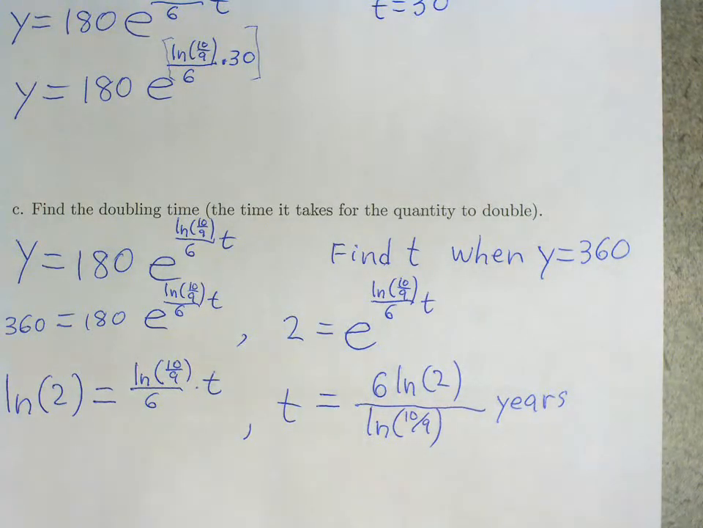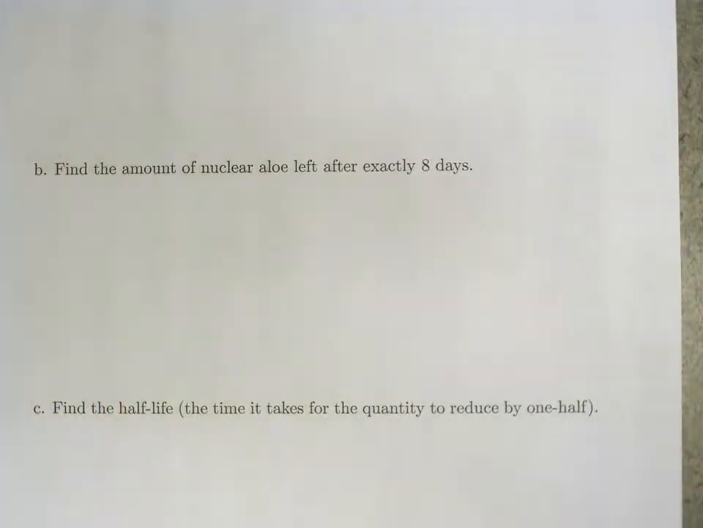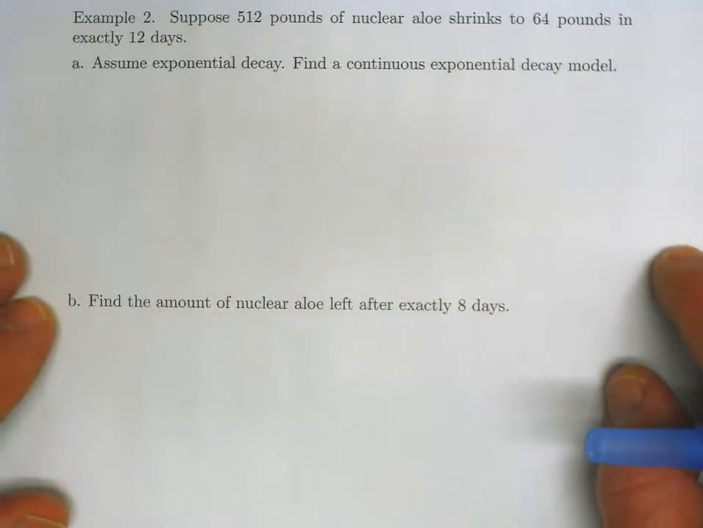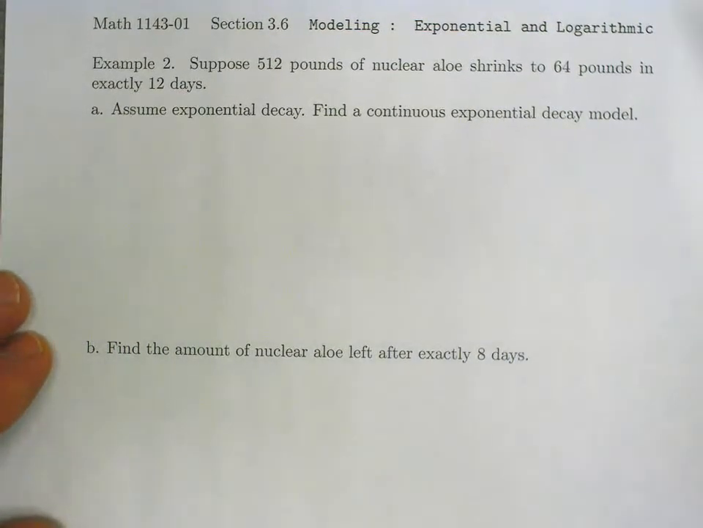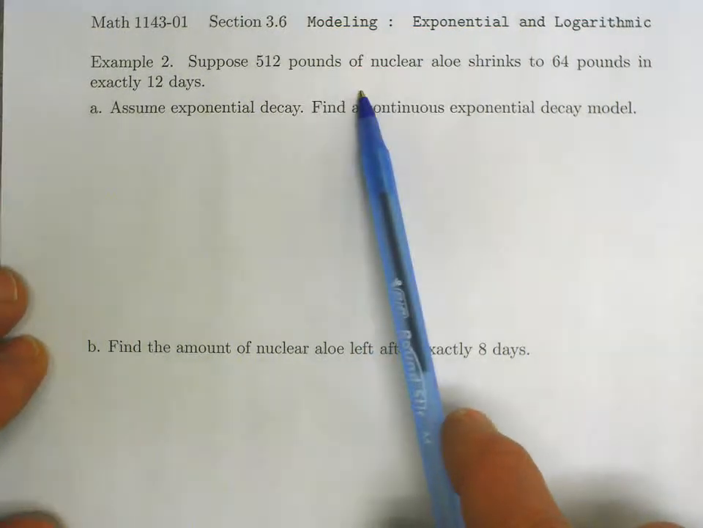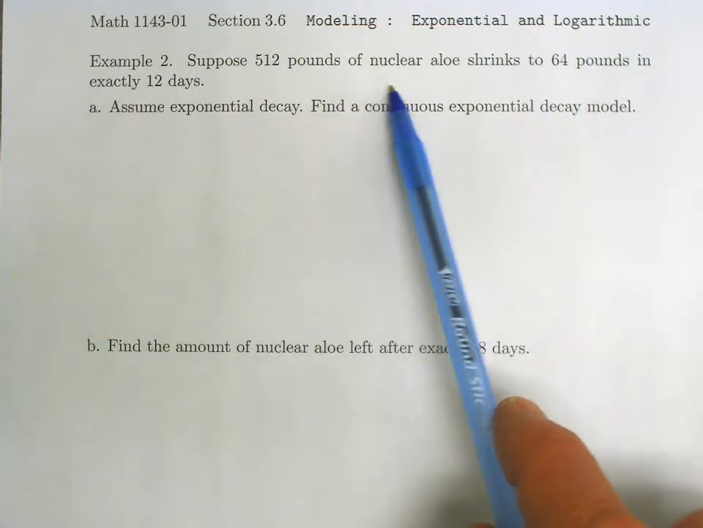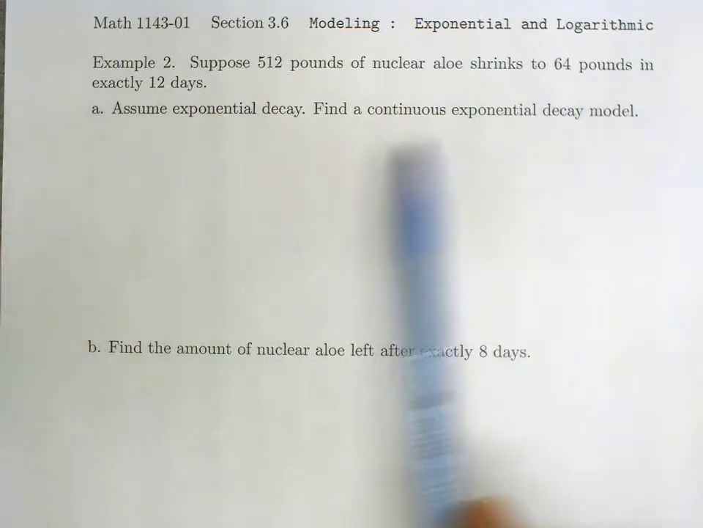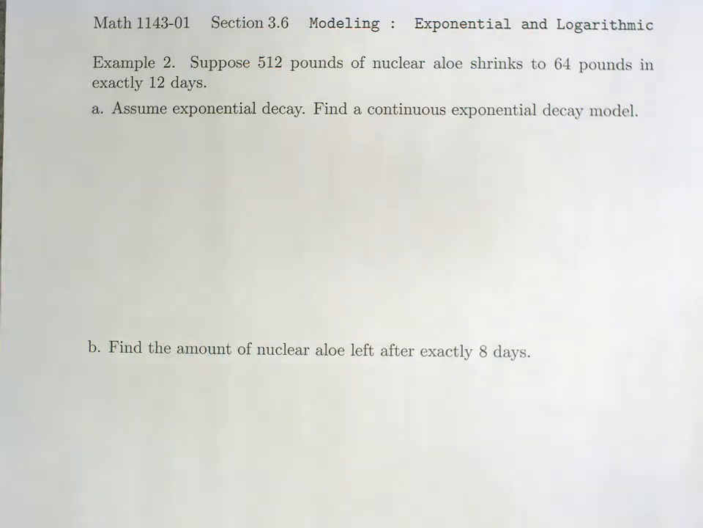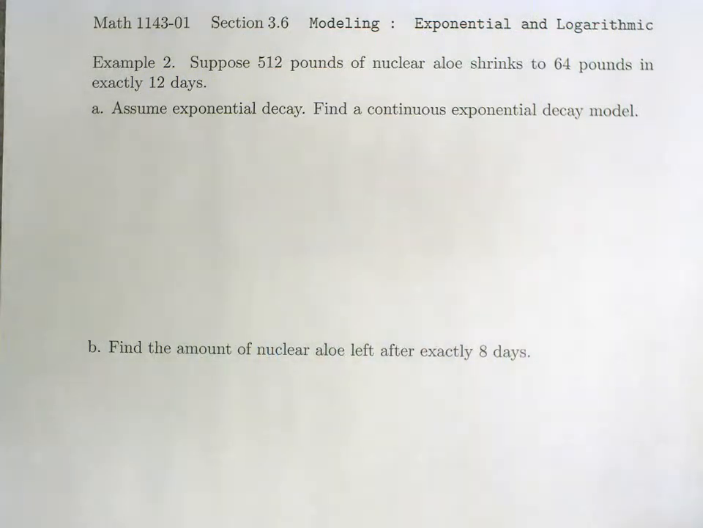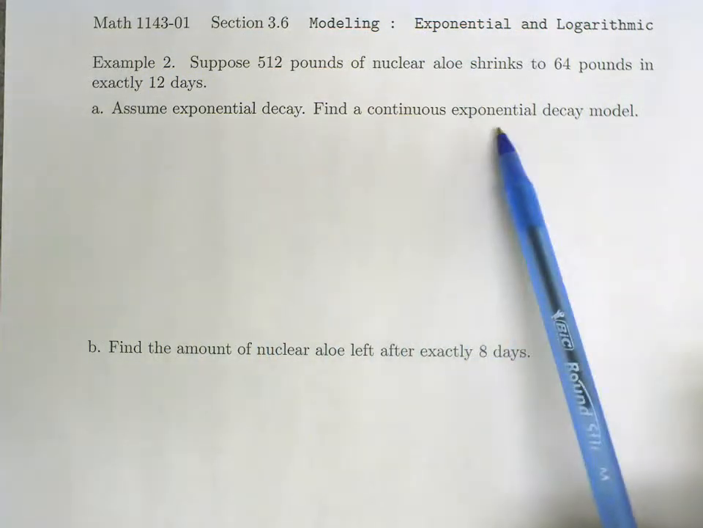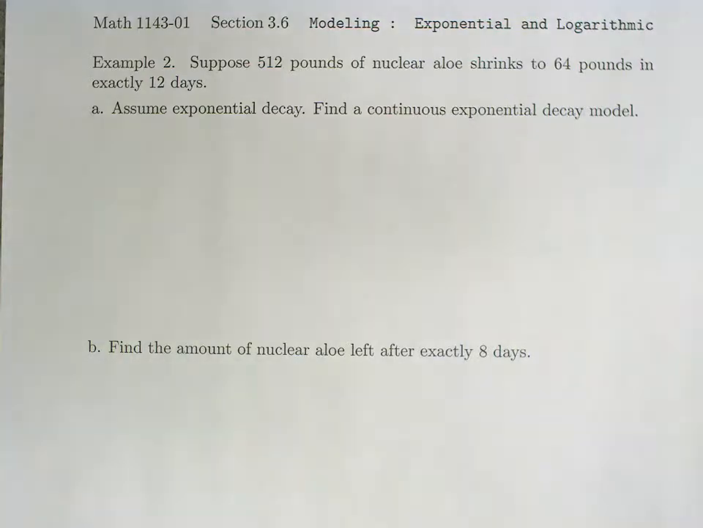Okay, let's look at another example. Example 2. This one says, suppose 512 pounds of nuclear alloy shrinks to 64 pounds in exactly 12 days. Let's assume exponential decay. Find a continuous exponential decay model.